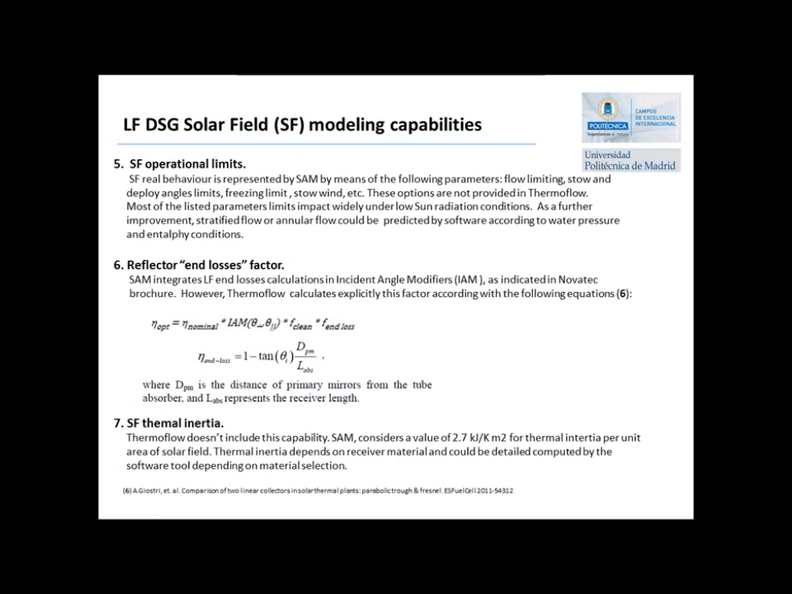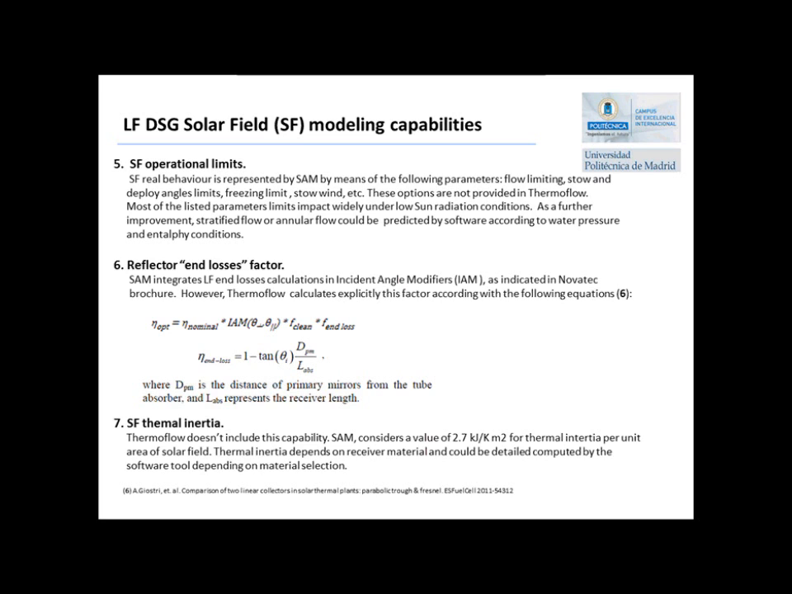Solar field operation limits. Flow limit to avoid stratified flow inside receiver and to guarantee annular flow under low radiation levels are provided by means of sun incident angle limits to stow and deploy collectors. Also, heat transfer fluid freezing temperature limit can be set by user, and a stow wind limit to avoid mechanical damages in collectors. All these parameters could be input by the designer in SAM, but are not available under Thermoflow environment.